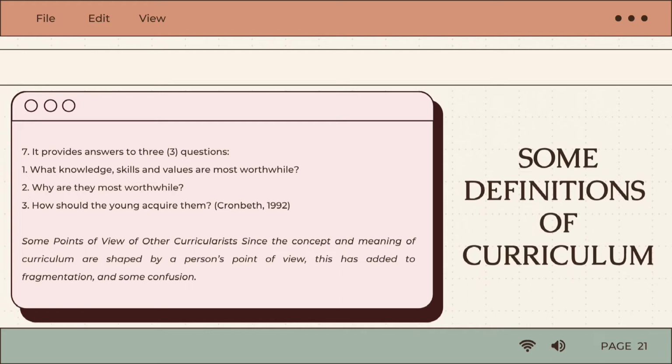Some points of view of other curriculists: since the concept and meaning of curriculum are shaped by personal view, this has added to fragmentation and some confusion. However, when we put together the different definitions from diverse points of view, we describe the curriculum as dynamic and perhaps ever-changing. Points of view about the curriculum can either be traditional or progressive, according to the person's philosophical, psychological, and even sociological orientations. These views can also define what curriculum is all about.